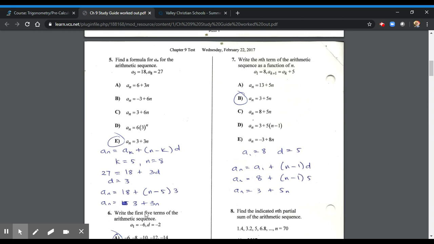Combining like terms, a sub n is equal to 3 plus 3n. Right? Because I've got 18 minus 15, and I've got 3 times n, 3n. Right, number 7, write the nth term of the arithmetic sequence as a function of n.